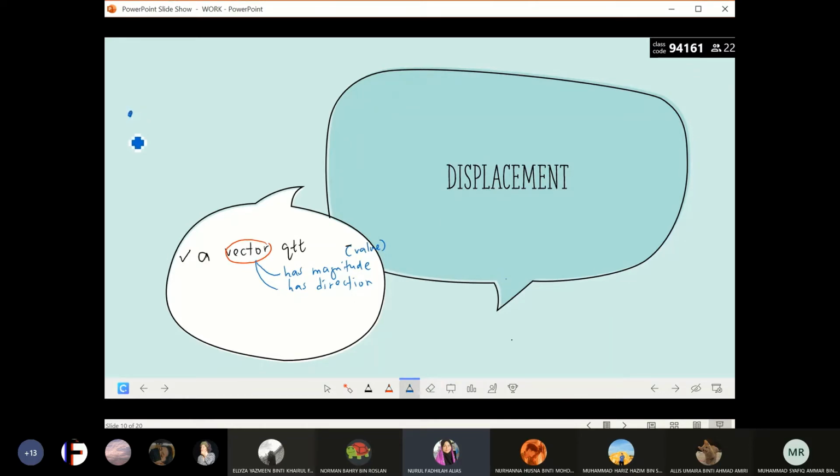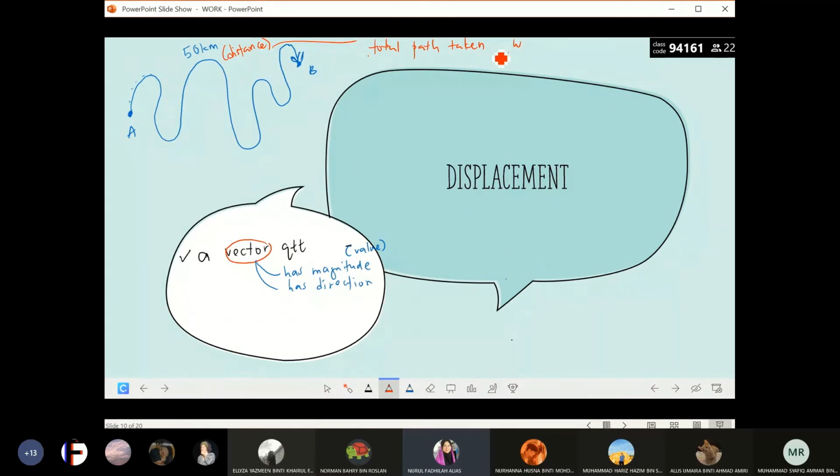So if I go from A to position B, I travel in a winding way, stopping by a shop or whatever, then I arrive at B. The total distance travelled is, let's say, 50 kilometers. Now, if I ask you what is the displacement, is it 50 kilometers? No. The 50 kilometers is distance. So distance is the total path taken between 2 points.